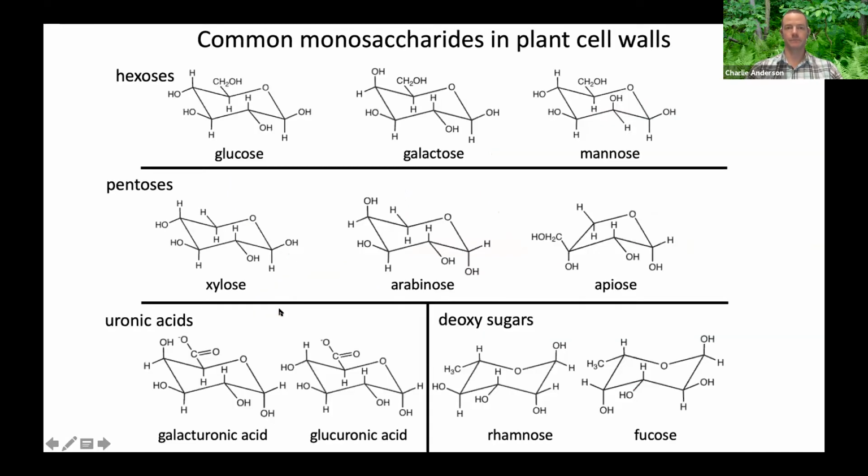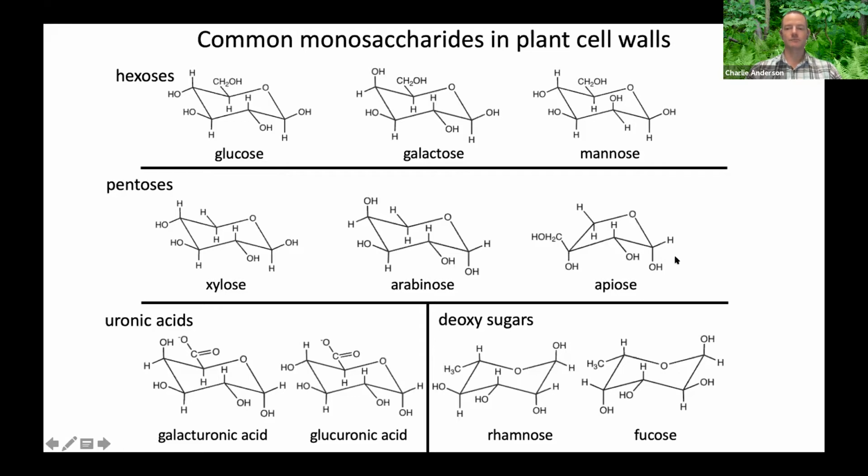Okay, so let's get into our parts list for the cell wall. A lot of the components of the cell wall are polysaccharides, and they're made of polymers of monosaccharides. So the monosaccharides that are common in plant cell walls include hexoses like glucose, galactose, and mannose. We have pentoses that include xylose, arabinose, and apiose. Uronic acids, which are negatively charged, they have these carboxyl groups, include galacturonic acid and glucuronic acid, and deoxysugars, rhamnose and fucose. So all of these together are some of the variety of monosaccharides that the plant is able to put together to form the polysaccharides in its cell wall.